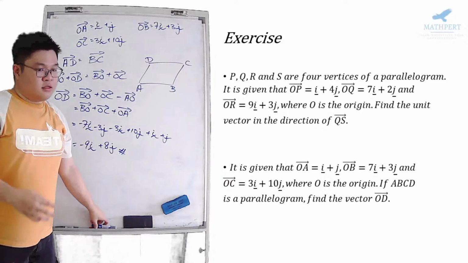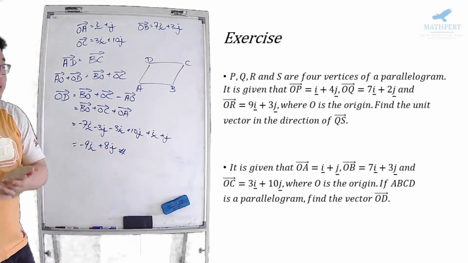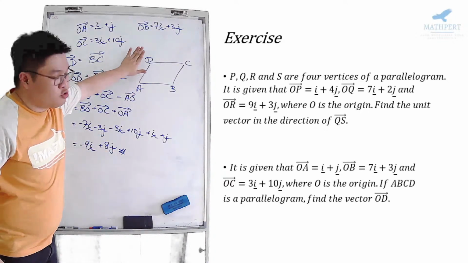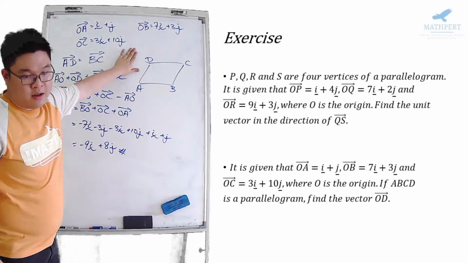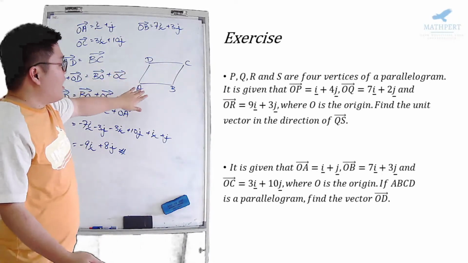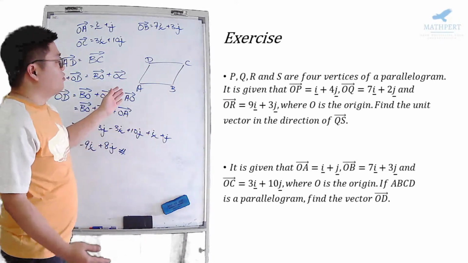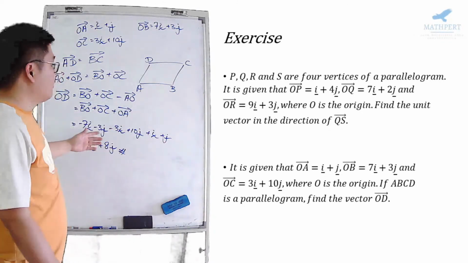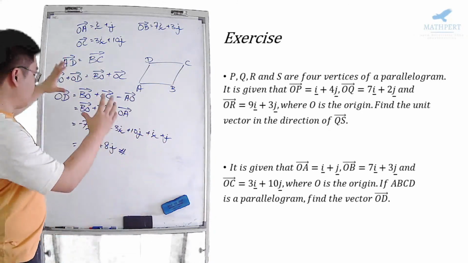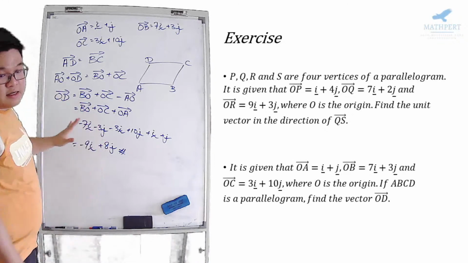In these kinds of questions, if you can't imagine it, please draw out the diagram. Given by the question, ABCD is a parallelogram, so you just draw a parallelogram, and then you have a clearer picture, then you will get the answer.